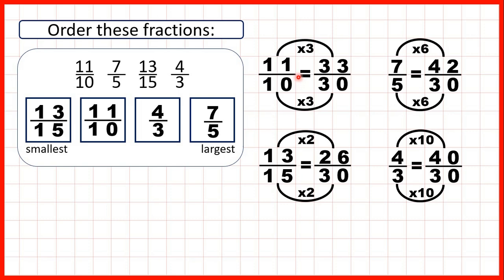So here we found equivalent fractions for our improper fractions, but we could have also changed these improper fractions to mixed numbers and then compared the mixed numbers. So we could have changed 11 tenths to 1 and 1 tenth, 7 fifths to 1 and 2 fifths, and 4 thirds to 1 and 1 third. But I find it easier to just find equivalent fractions for our improper fractions, so that's what we've done here.